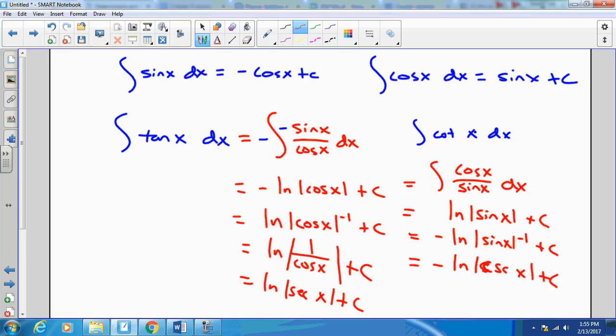Now that might seem like it's unnecessarily complicated, but the idea is to get these two antiderivatives to be parallel to each other. So that again we have derivative of cotangent, negative cosecant squared. Antiderivative of cotangent, negative natural log of cosecant. So it all kind of fits together.